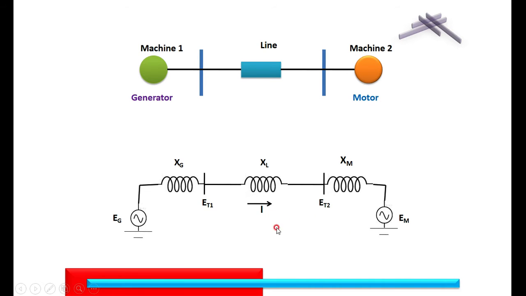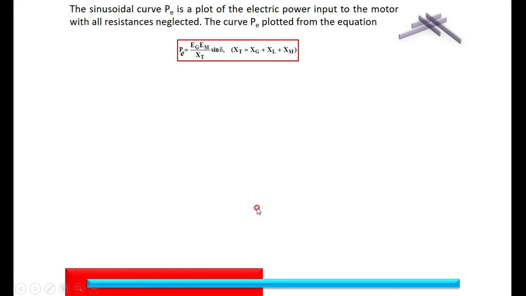That we discussed in the last class. We will just review once again. The power delivered by the generator, that is the output of the generator, is given by Eg Em by Xt into sin delta, where Xt is the total reactance from generator to motor, which comprises Xg, XL, that is the transmission line reactance, and the motor reactance. This P is nothing but the input of the synchronous motor.